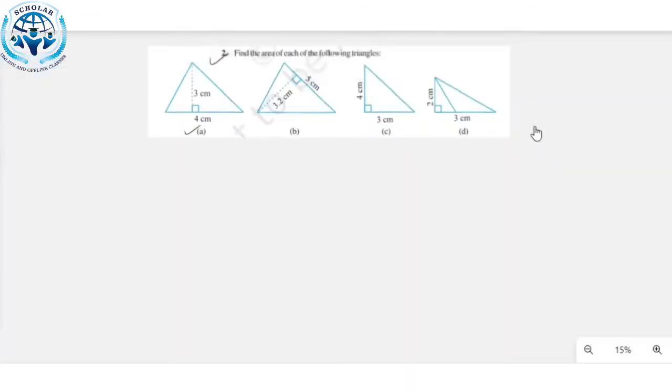Find the area of each of the triangles. We know that the formula for area of the triangle is half into base into height. Base and height are given. We will put the measurements in the formula and find the area of the triangle.